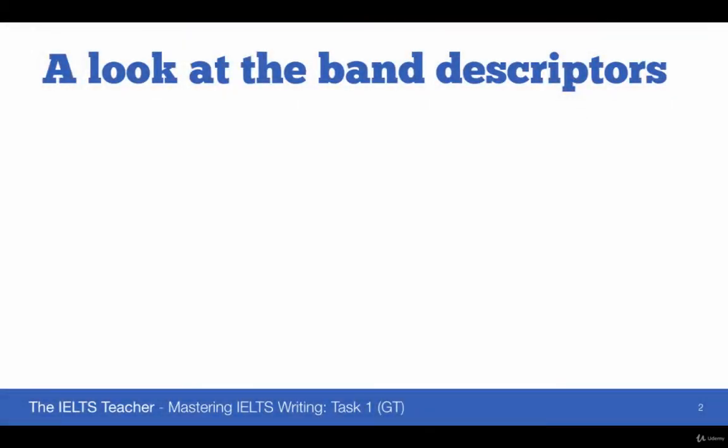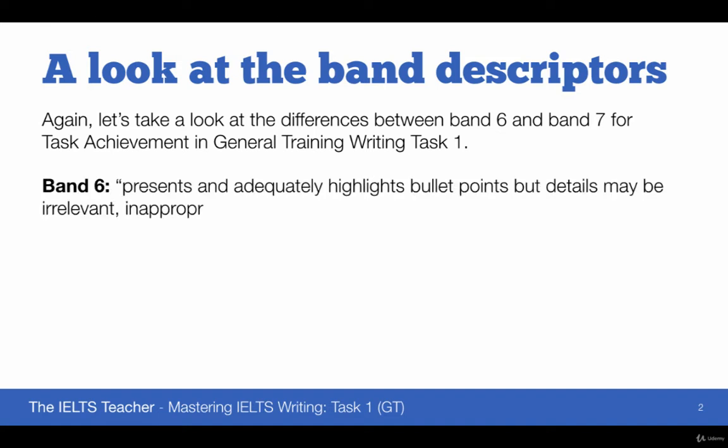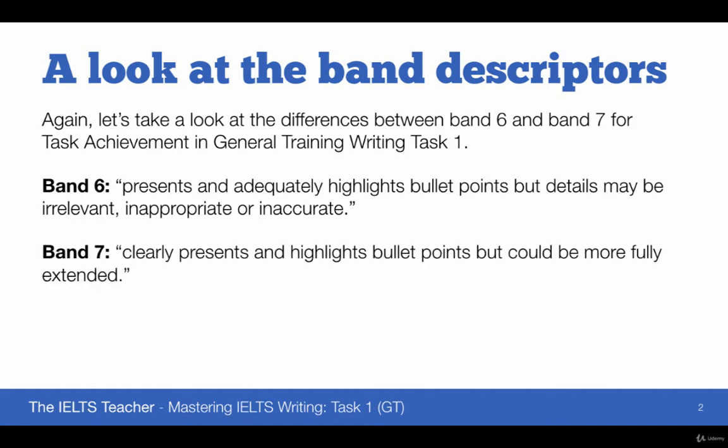We'll have to have another look back at the band descriptors just so that we understand what the differences are between a band 6 and a band 7 and even a band 8. So let's focus on the differences between band 6 and band 7 for task achievement. Now, band 6 says presents and adequately highlights bullet points, but details may be irrelevant, inappropriate or inaccurate. Whereas band 7, we have clearly presents and highlights bullet points but could be more fully extended.